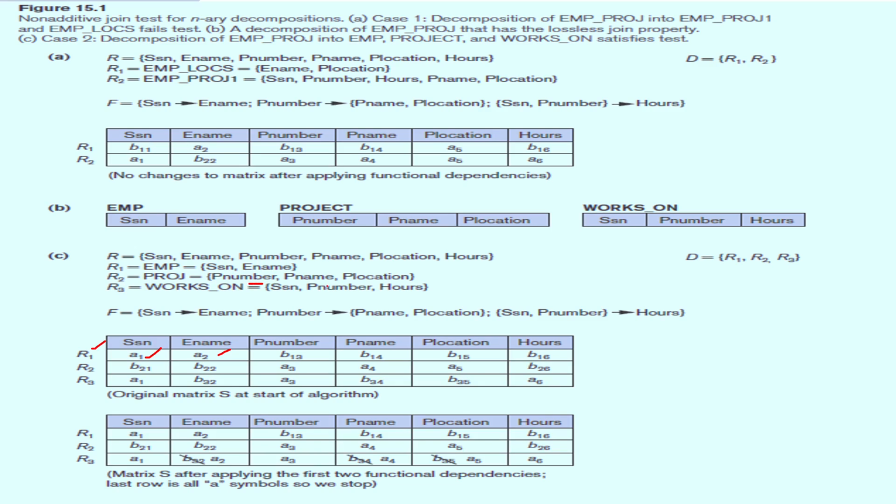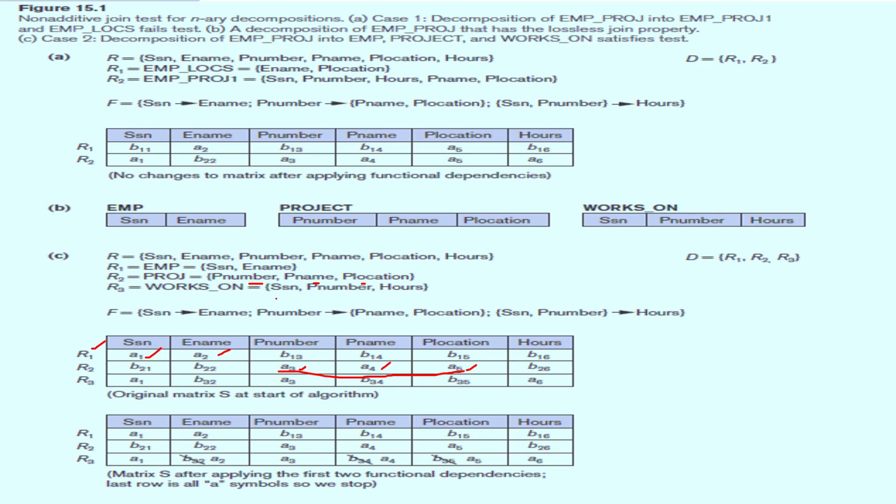What are the attributes you are having? Those attributes you have to rename with the symbol A and the column number. For R2, P number you rename as A, and the third column P name as A4 and P location as A5. So these are the three attributes of R2 here.